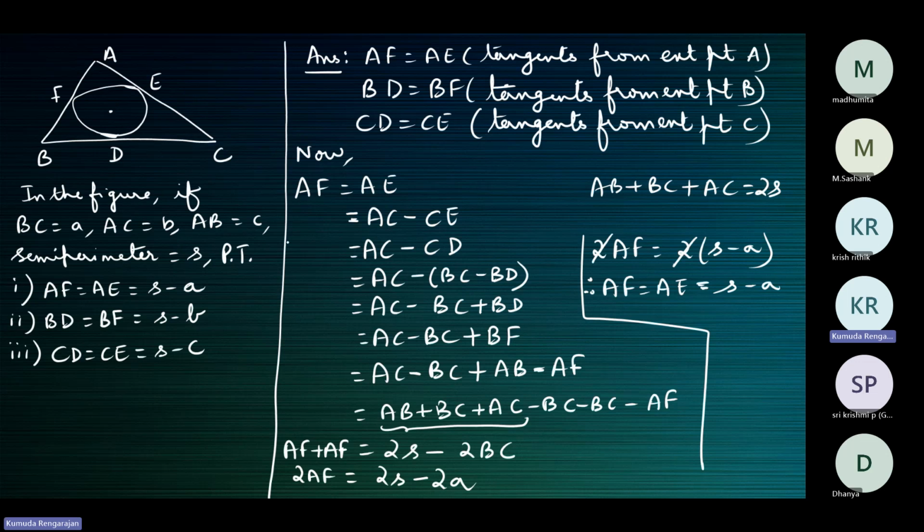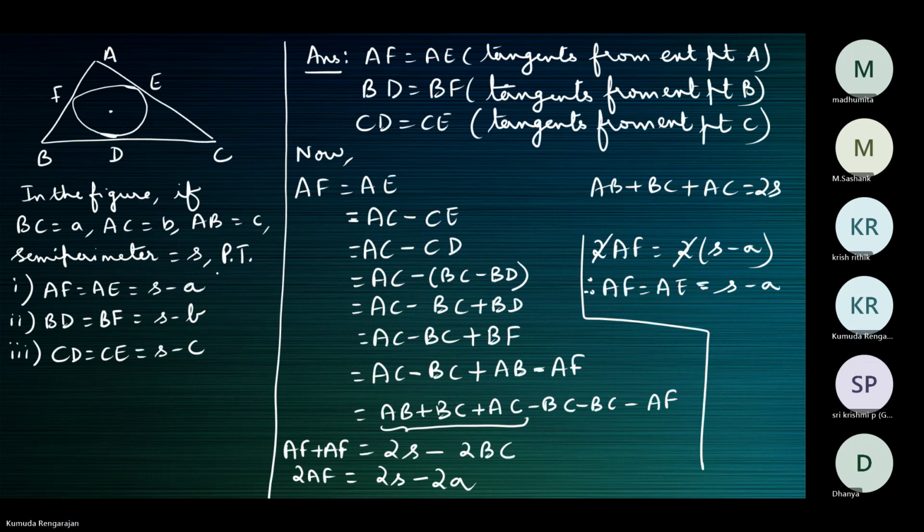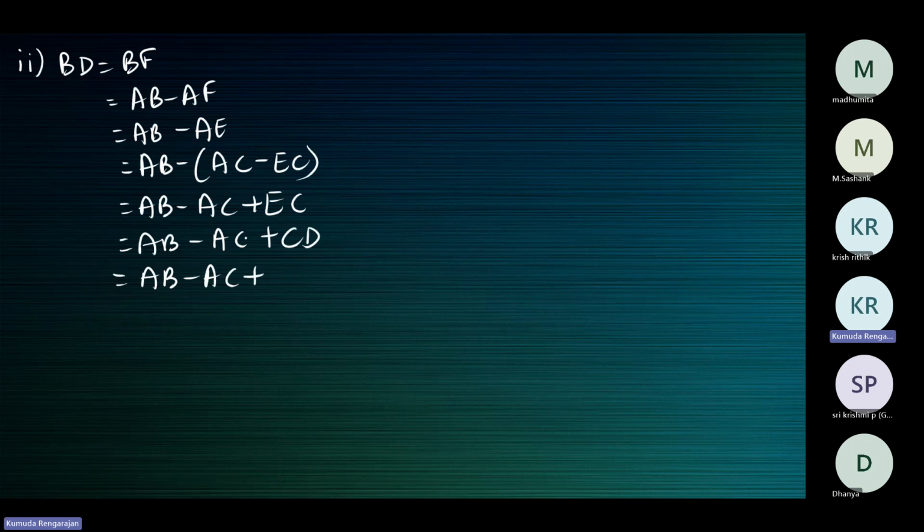EC is equal to CD. And CD is equal to BC minus BD. BC minus BD, and here we stop. So now we have AB, plus BC. Now we want plus AC. AB plus BC, we have plus AC we have introduced.